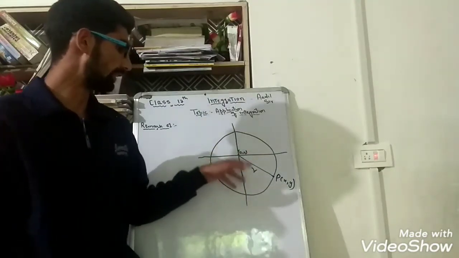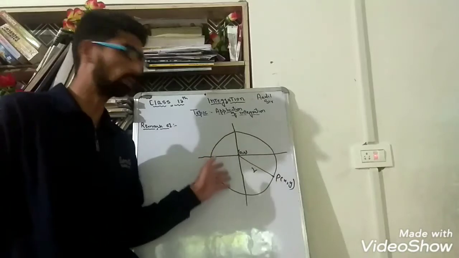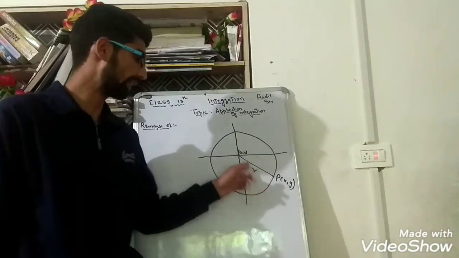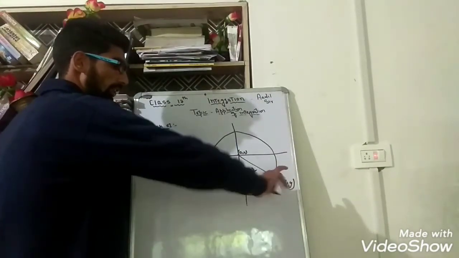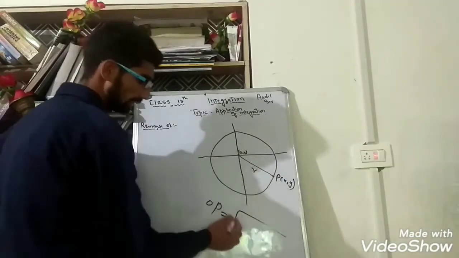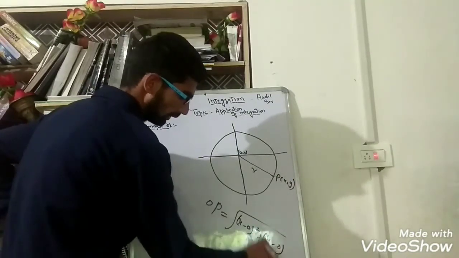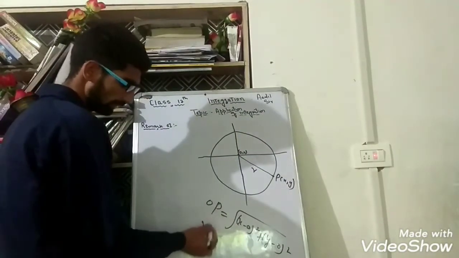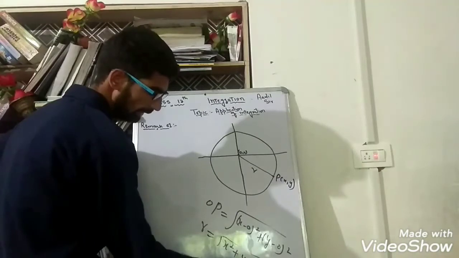Now we know that the radius of the circle is the distance from the origin to the circumference, and that is always the same. So the distance OP, that is the radius, I am taking as r. By the distance formula, the distance OP is equal to the square root of (x minus 0) whole square plus (y minus 0) whole square, and this OP I am taking as the radius, so r equals the square root of x square plus y square.